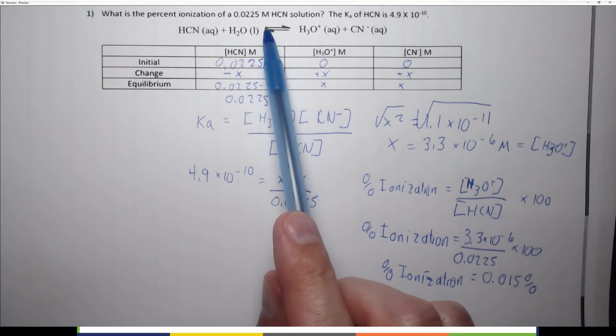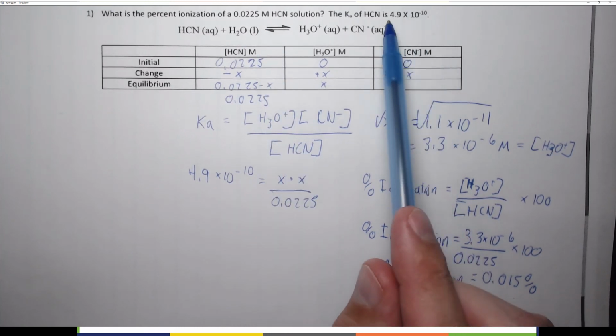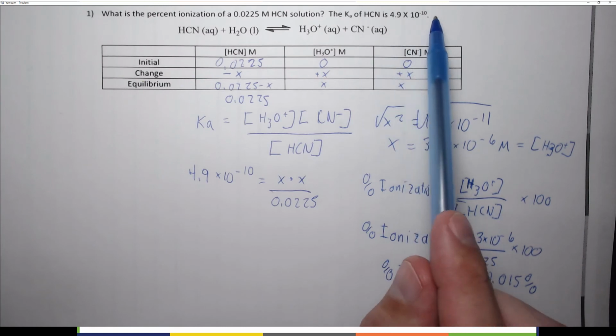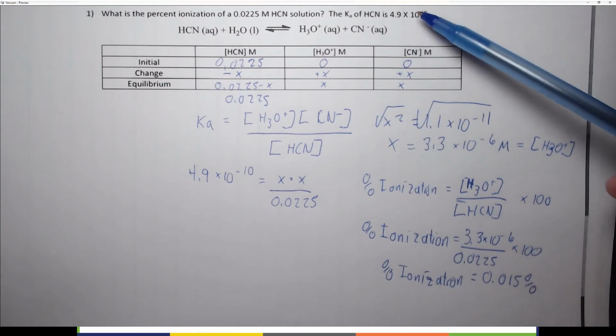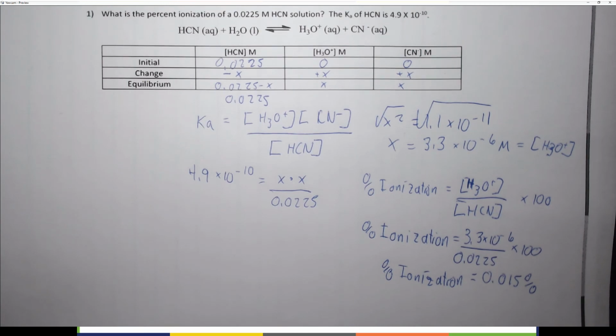So the percent ionization here is not very strong, which we wouldn't have expected because, one, HCN is a weak acid because it's not a strong acid, and also the Ka here is a very small number, right? It's 10 to the minus 10, so the percent ionization is very low. Said another way, this solution isn't very acidic.